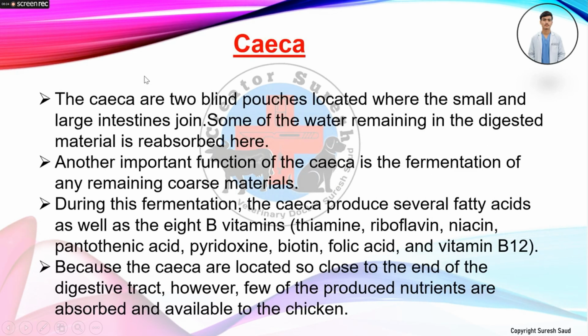Ceca. The ceca are two blind pouches located where the small and large intestines join. Some of the water remaining in the digested material is reabsorbed here. Another important function of the ceca is the fermentation of any remaining coarse materials. During this fermentation, the ceca produce several fatty acids as well as the 8 B vitamins: thiamine, riboflavin, niacin, pantothenic acid, pyridoxine, biotin, folic acid, and vitamin B12. Because the ceca are located so close to the end of the digestive tract, however, few of the produced nutrients are absorbed and available to the chicken.